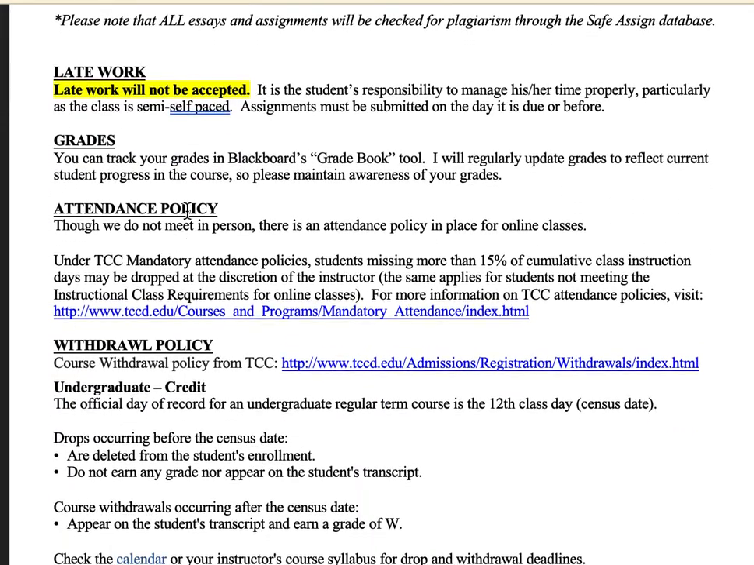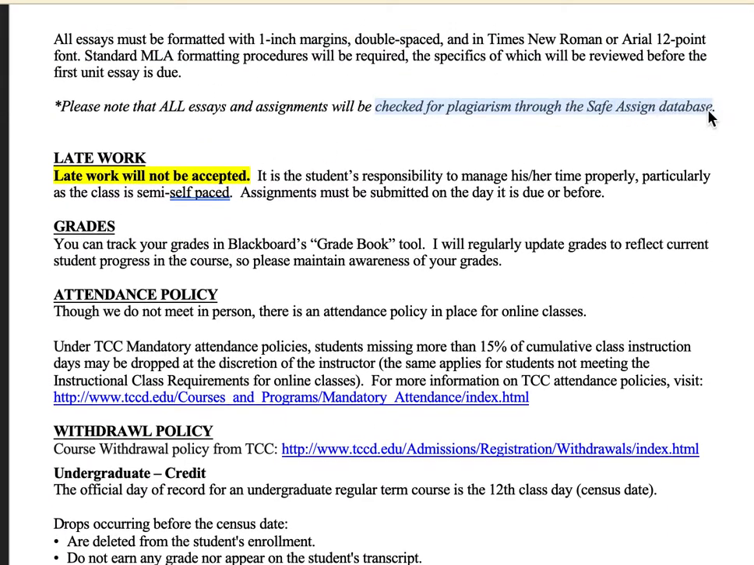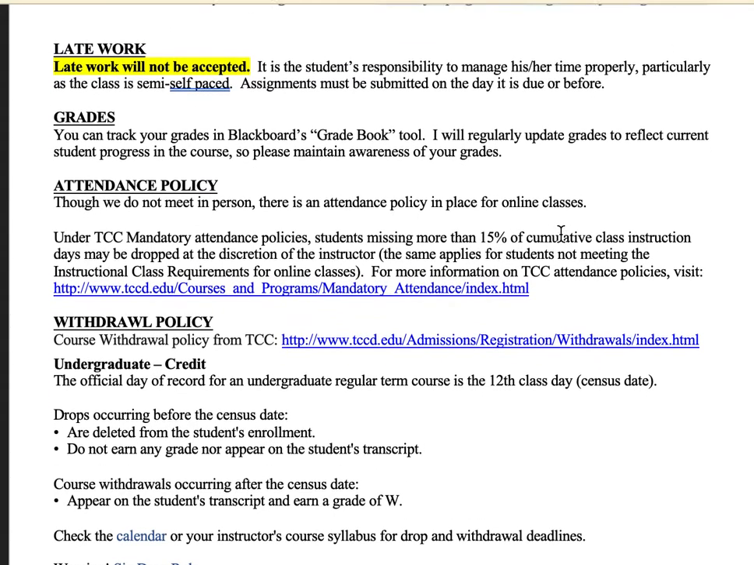And then everything is checked through SafeAssign. That is the plagiarism detection tool from TCC. So just know that that is going to happen.